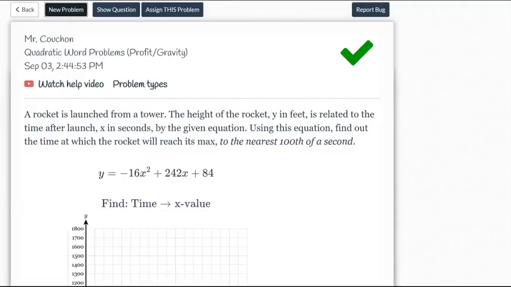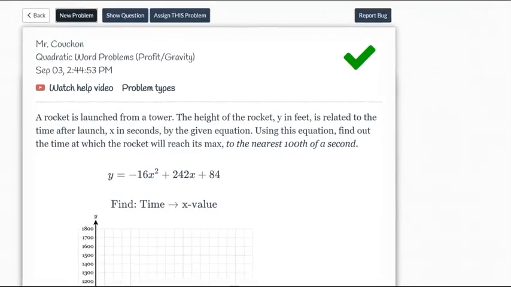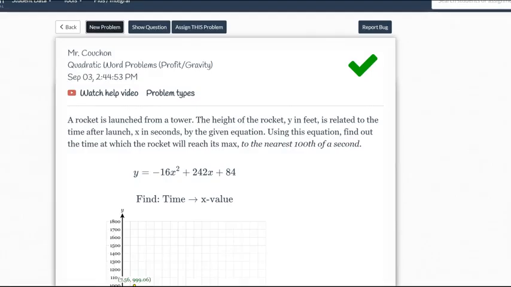So you just have to be careful. Make sure you check: is it asking for the y, the highest profit, or is it asking for the time? If it's the time, it'll be the x. If it's height or profit, it'll be y.